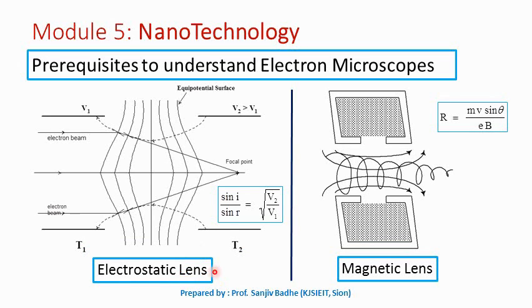Electrostatic lenses use the principle of electrostatic focusing for their working. According to this electrostatic focusing principle, a beam of electrons experiences a change in direction of motion when traveling through a non-uniform electric field.